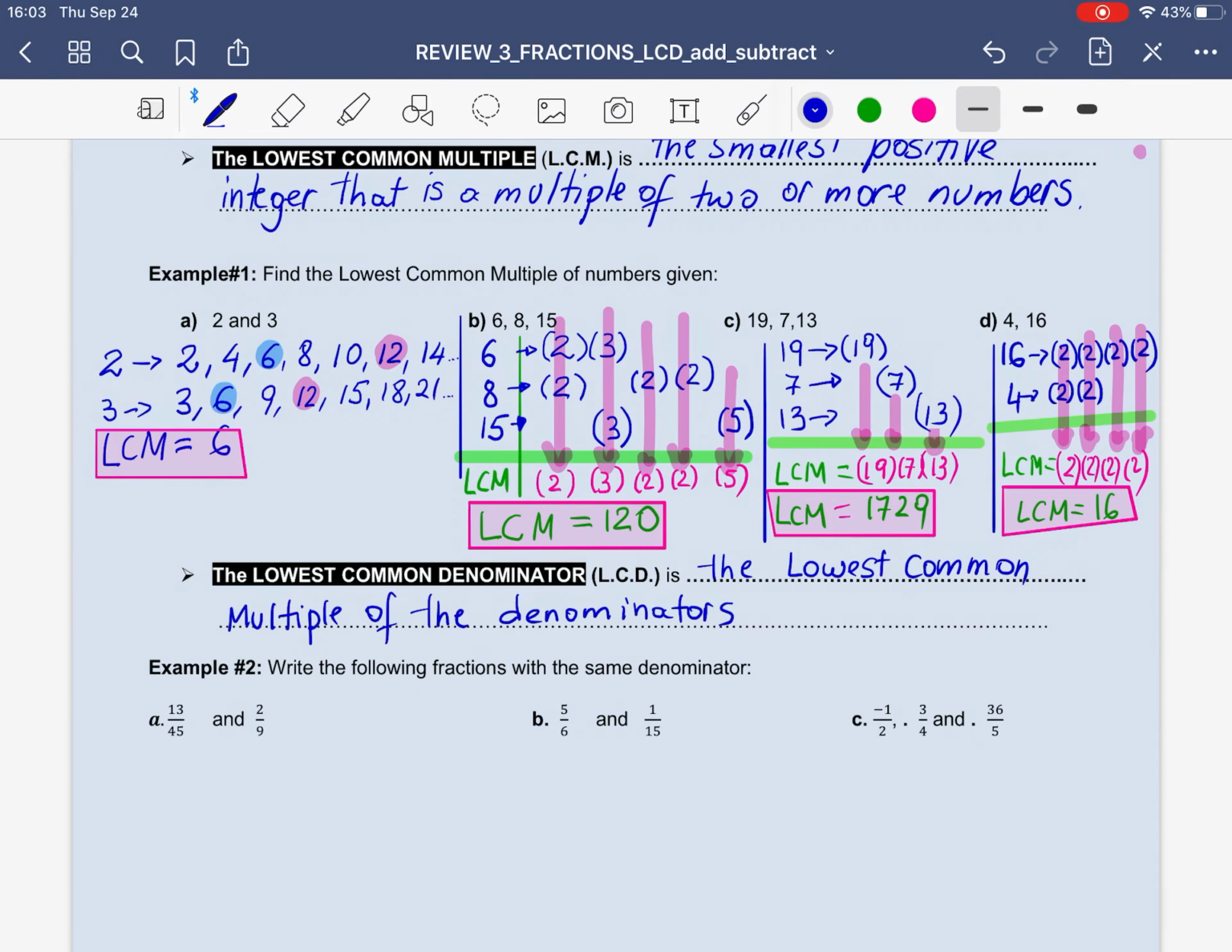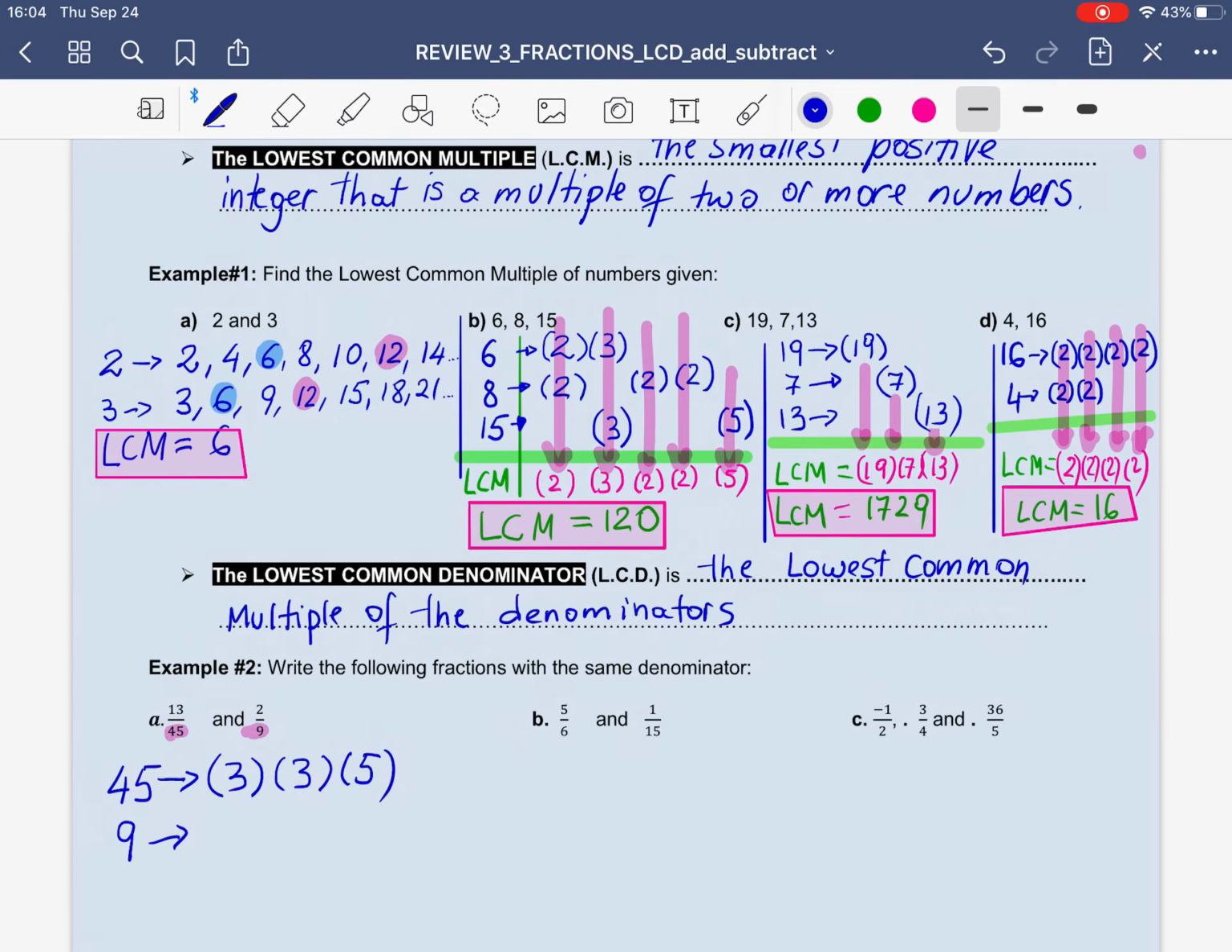Okay, so as an example, here we have 13 over 45 and 2 over 9. We need to find the lowest common denominator, which means that we first need to spot where the denominators are, identify them. So the denominators are 45 and 9. So I'll write 45 first and 9 after. The factors of 45 are number 3, and then another 3, and then 5.